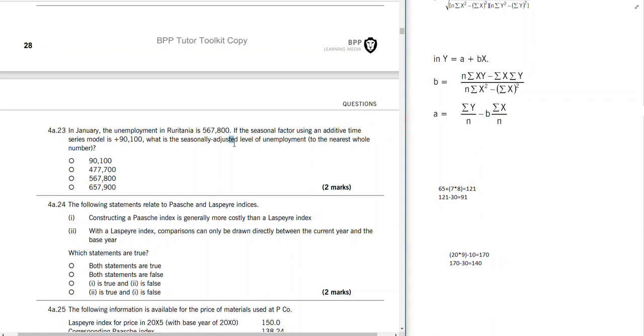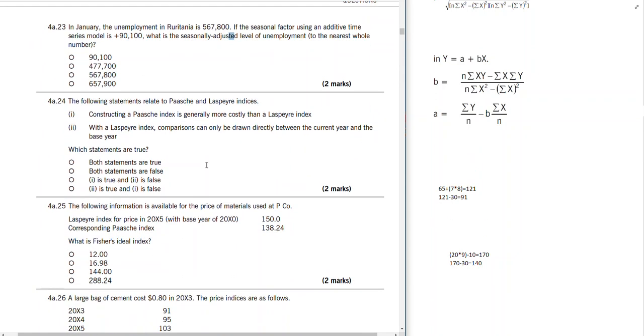What is the seasonally adjusted unemployment? So I will leave that to you.